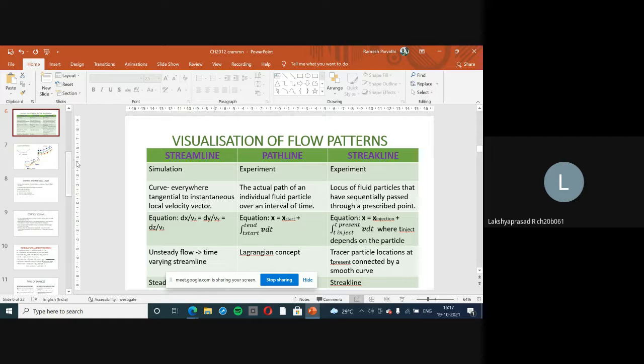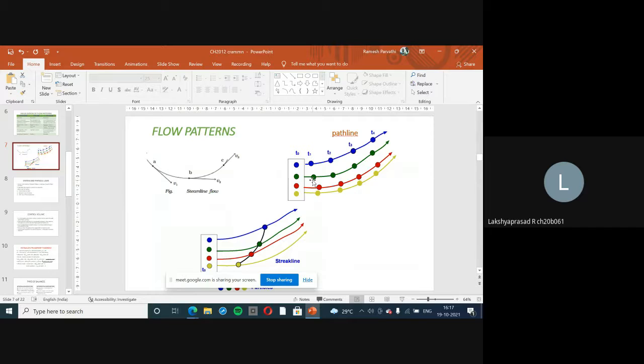That was all about streamline. Moving on to path line, as I said, it is to be obtained experimentally. It is the actual path of an individual fluid particle over an interval of time that we are interested in. What we do is mark a fluid particle with dye and take a video. Here, as you can see, this is a picture for path line.